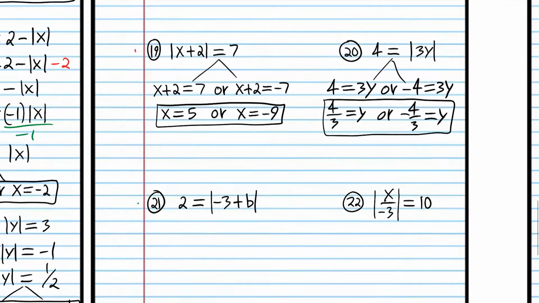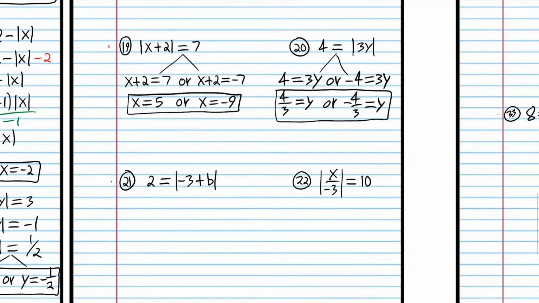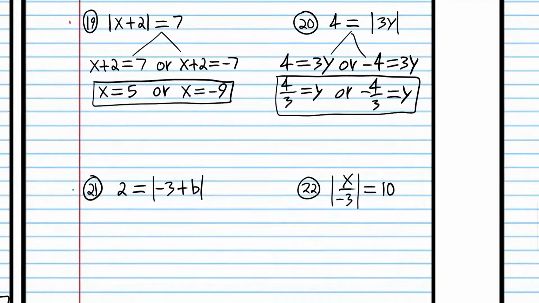So why don't you try number 21? And again, we don't have to isolate the absolute value. It's already isolated, so you can just go ahead and break these into two equations. Try 21, and when you come back, we'll do it together.